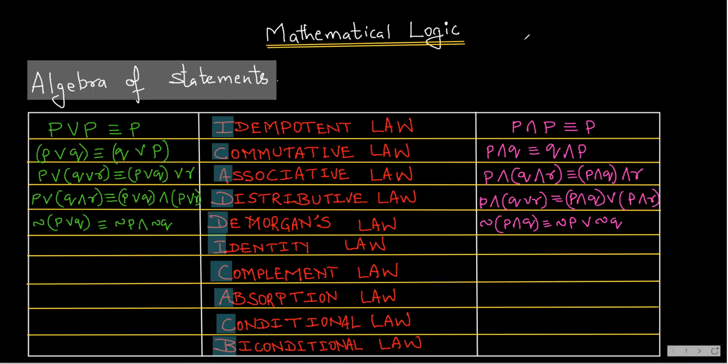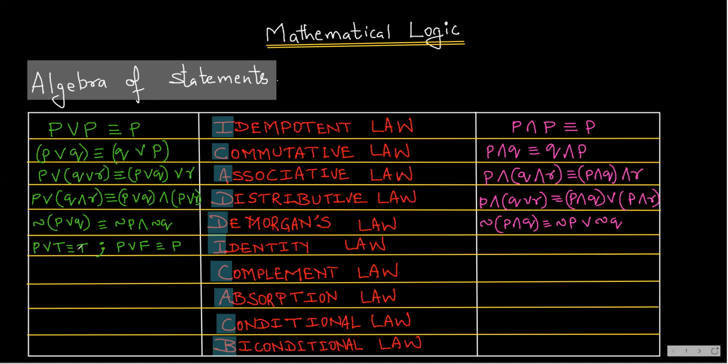So next we go for the identity law. Now see, in the identity law, if I have P, where P is some statement, and I have P or true, then remember the truth value will always be true. P or true is equivalent to true. And the other one you have is, if you have P or false, then it is equivalent to P.